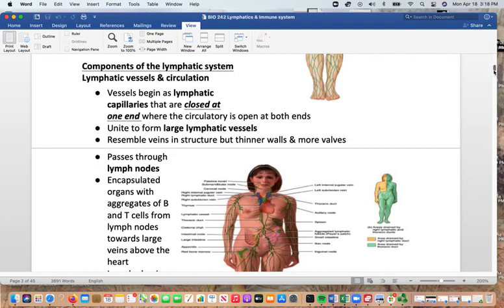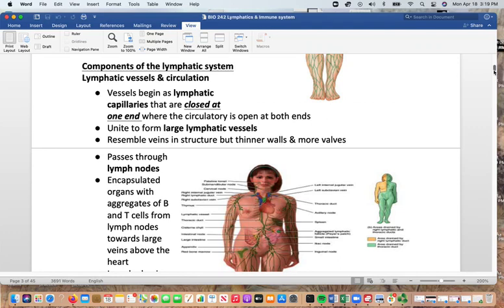So when we look at the components, your vessels begin as lymphatic capillaries that are closed at one end. So with your circulatory system, you have a vessel that's going to carry blood to a location and a vessel that's going to carry it away. With the lymphatics, you only carry things away.